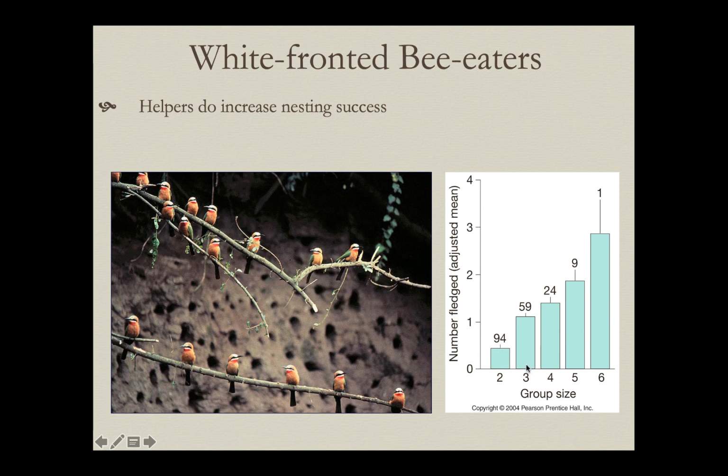What about when there's one helper there? Well, there's a significant increase in fitness. You add 2 helpers, there's even greater fitness. And in one case, there were 4 helpers, a group size of 6. And look, we continue to see an increase in the number fledged. These numbers above each of those is the number of cases in which these group sizes were registered. So in this study, 94 of the breeding individuals were just pairs.